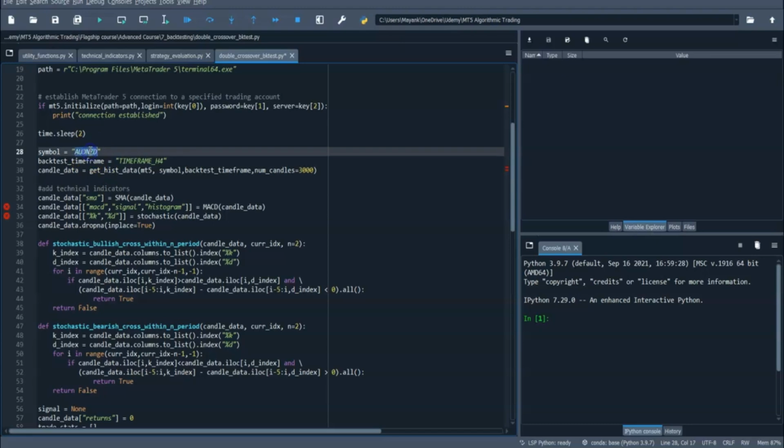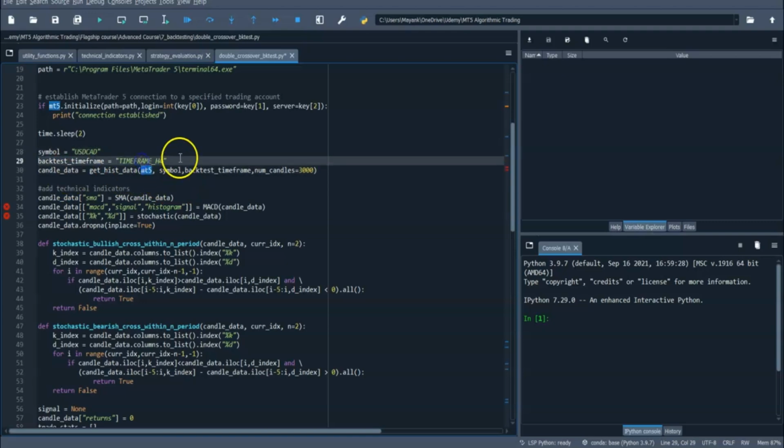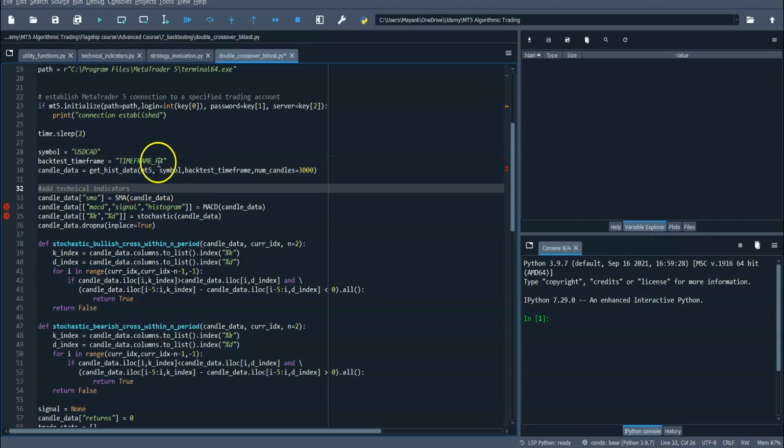Alright, symbol, let me do it for USD CAD because I just showed you the USD CAD chart. Backtesting time frame, let's start with 4 hourly time frame. But let me give you a heads up that I have tested this strategy, and usually it works better with lower time frames, like 30 minutes, even 15 minutes sometimes. But right now, just for the sake of consistency, because we have been backtesting other strategies on 4-hour candles, I'm using 4-hour candles. Feel free to change it.